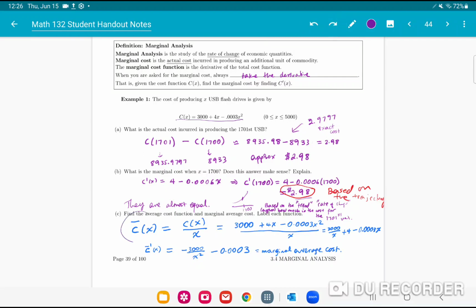In this case, the average cost is the total cost divided by the number of units produced, and this is the average cost function. Take the derivative of the average cost function, that's the marginal average cost. Okay, so let's do more problems in the next page.